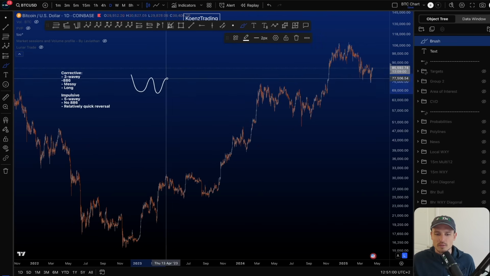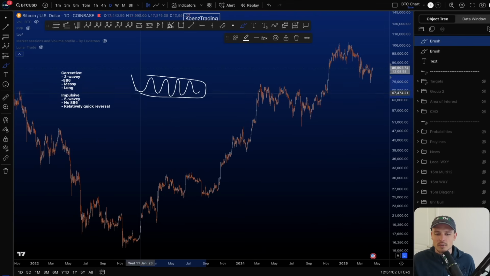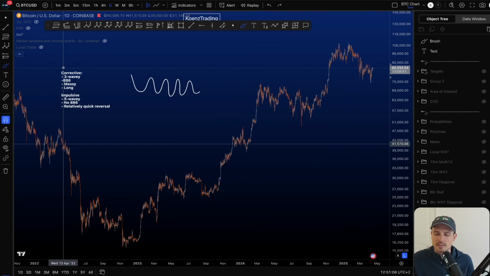So you start a bit of a range and it becomes a big mess, quite long in time, sideways. People will call it the bull flag as well, right? And this is something that is quite typical for corrective ranges as well.